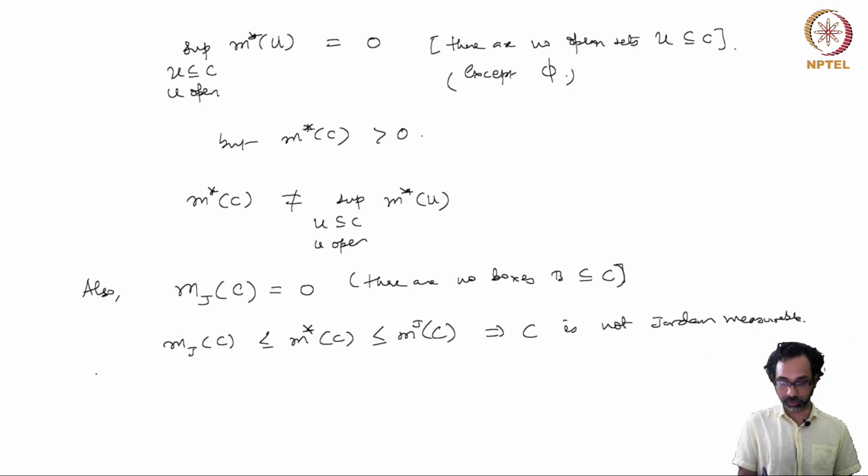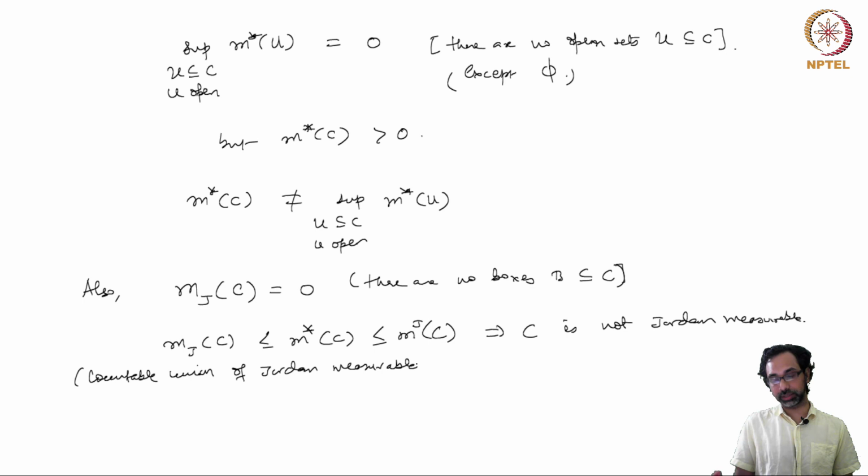So this is an example of a countable union of Jordan measurable sets, because at each stage the set I_k is Jordan measurable, as it is a finite union of boxes or intervals. So at each stage it is Jordan measurable, but when you take the countable union, it fails to be Jordan measurable.